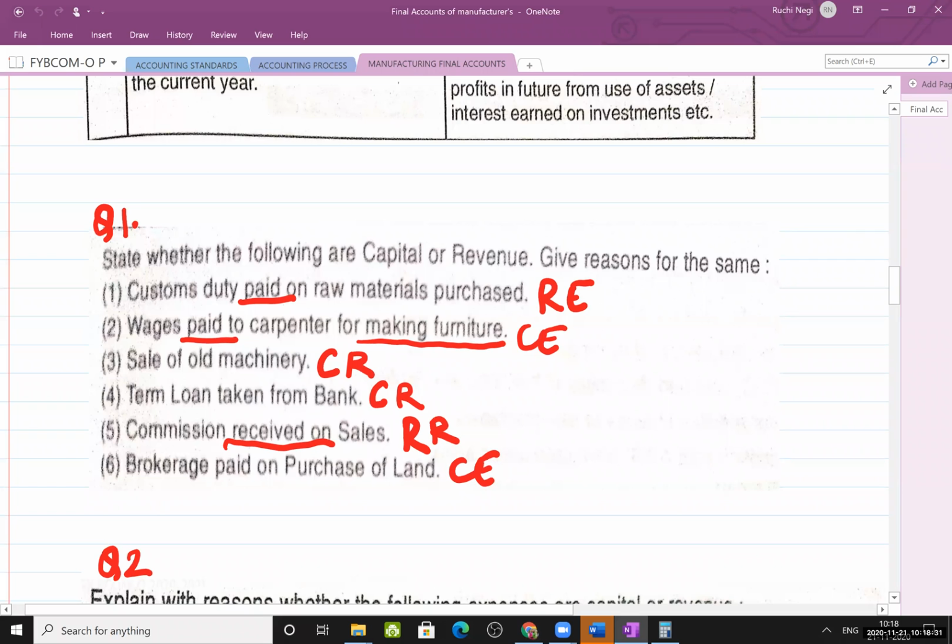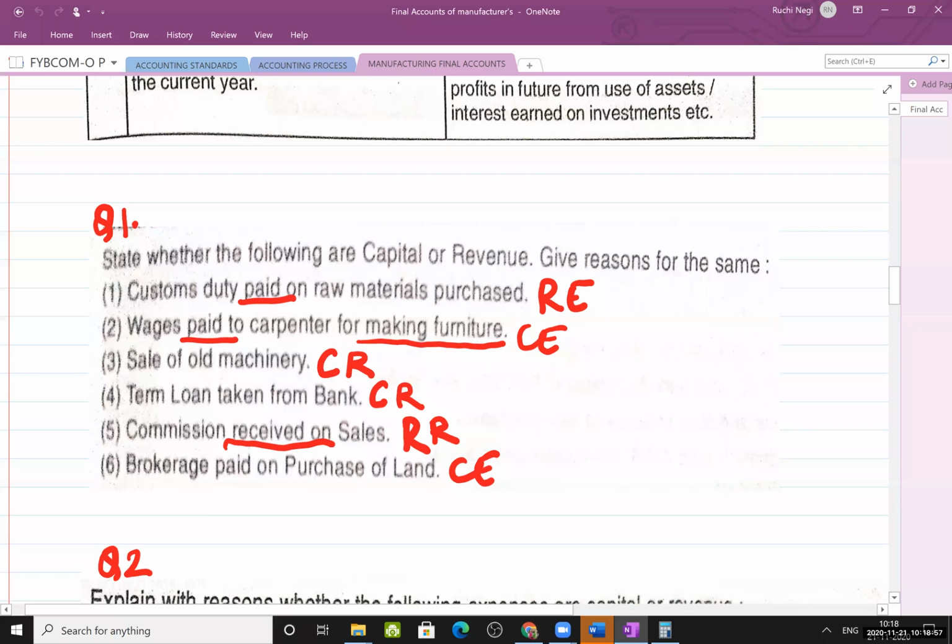Next is sale of old machinery. Whether you sell a new machine or an old machine, whatever the case may be, you're selling an asset, money is coming inside, it's a receipt, and it is non-recurring in nature. You do not sell assets every day, every month, or every year. It is done once in 10 years, once in 15 years, when the life of the asset is completed. That time you sell the machine. So it is a capital receipt.